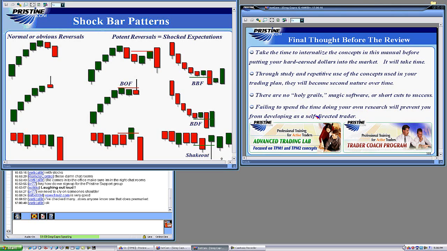You don't spend time doing your own work, you're not going to make it. Labs, the advanced lab, incorporates TPM1 and TPM2. It reinforces what we've discussed on a real-time basis. Coaching. If you're not in coaching every single week, you are not doing what you need to do to learn this. It's part of the program, and there's no reason not to be there, if you have the time.